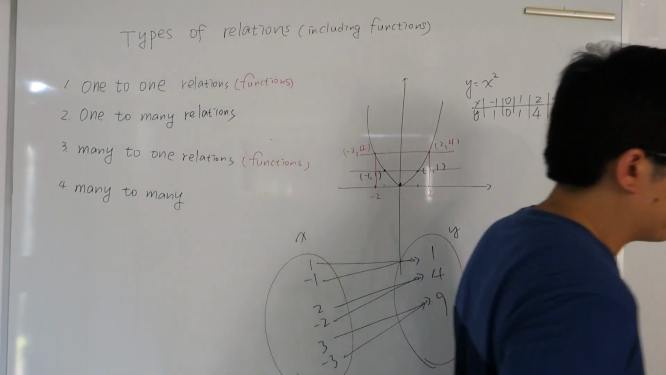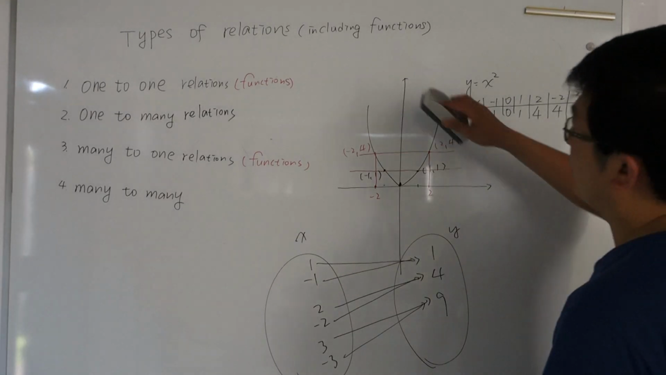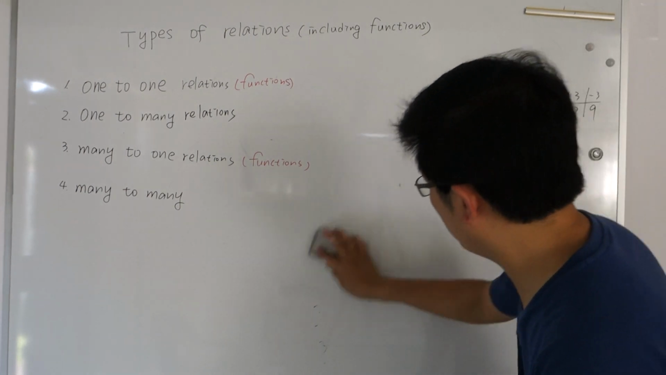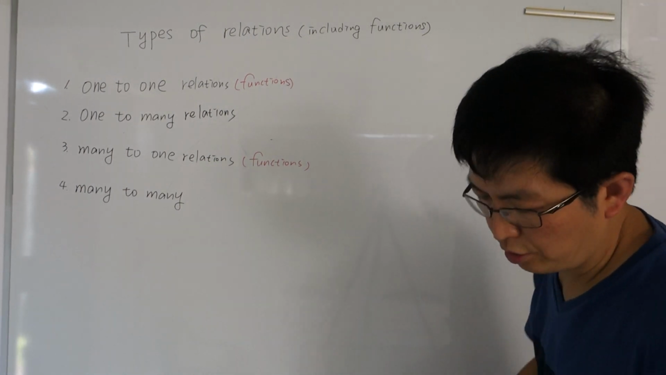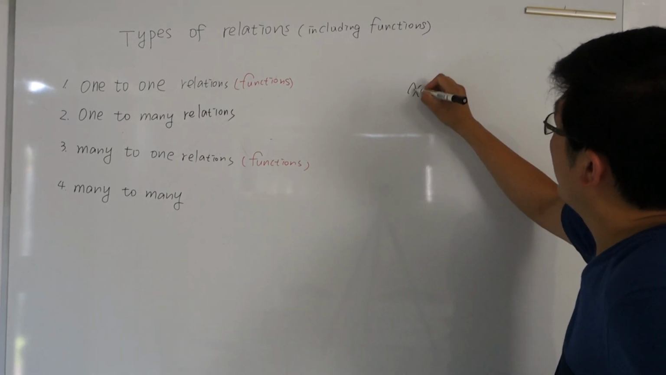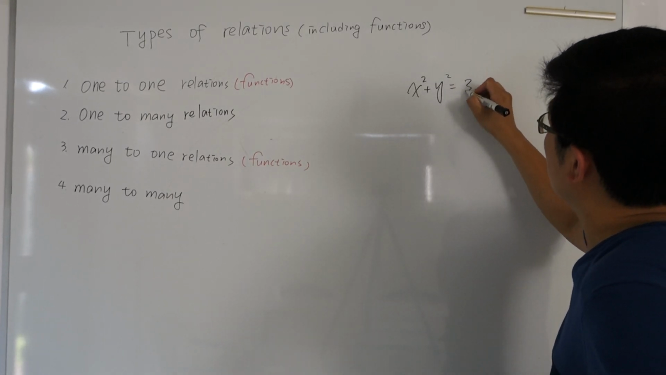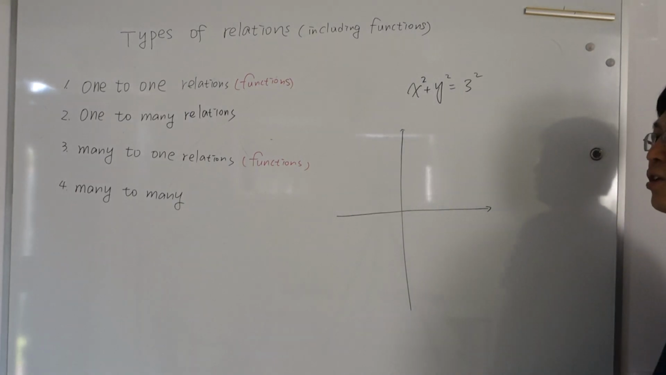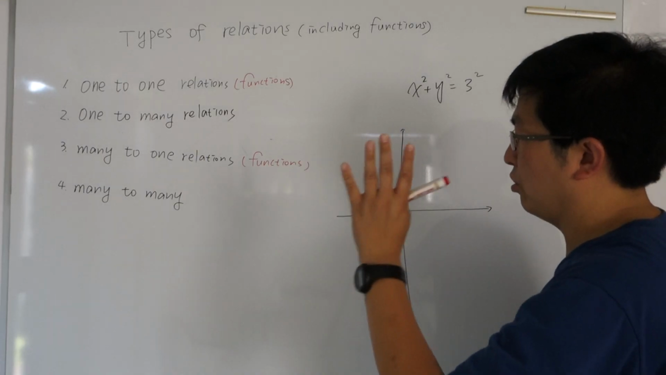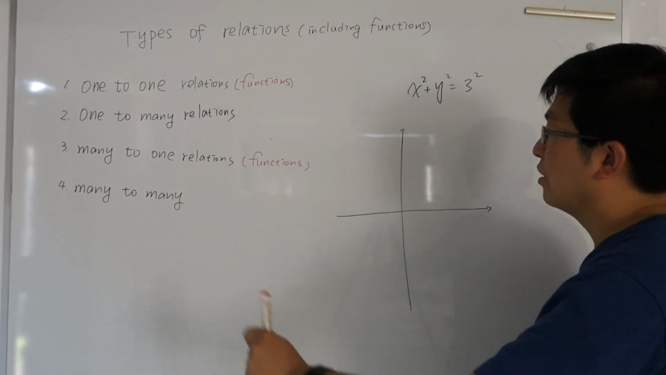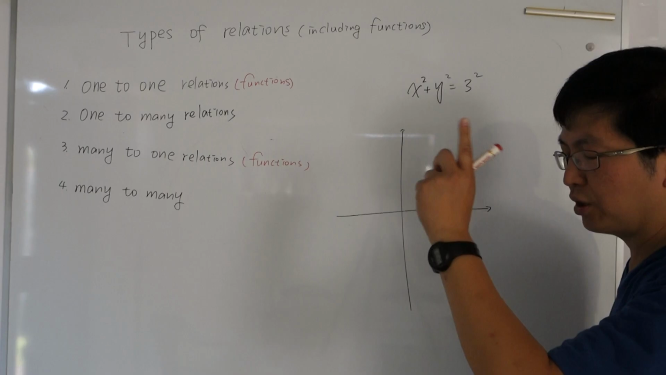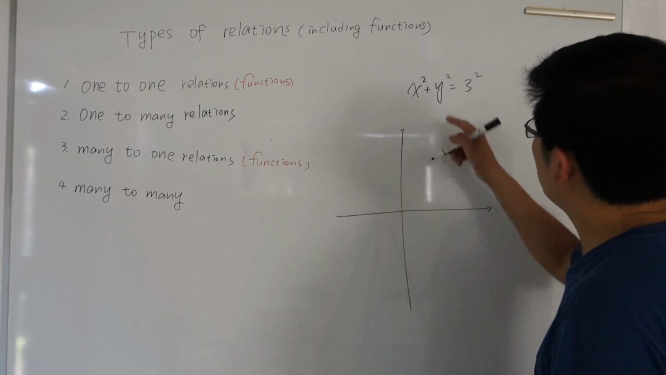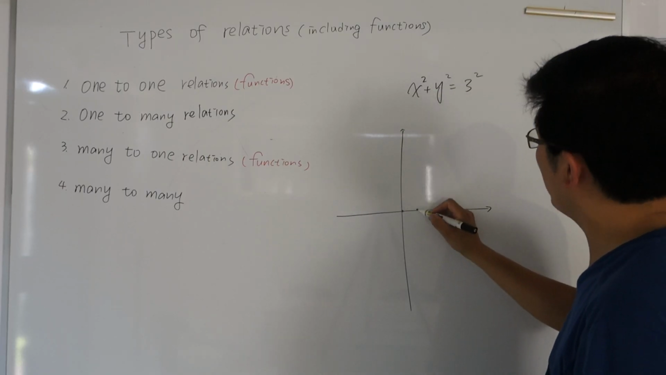The last one. Many to many. So what's called many to many? I think some of you already learned this before. In year 10, you must have been introduced to this one: x squared plus y squared equals 3 squared. Circle. So remember in year 10 when we were learning the circle, we always said circle relation. We never say circle function. We only say circle equation or circle relation, because it is many to many. The circle here has center 0, 0, and the radius is 3.